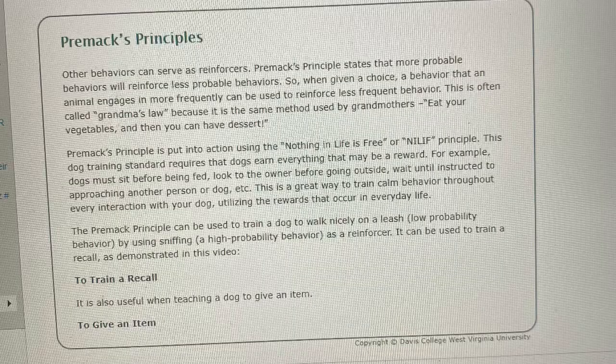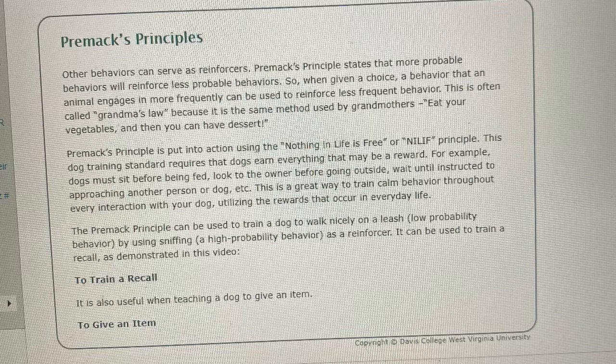Premack's principle. Other behaviors can serve as reinforcers. Premack's principle states that more probable behaviors will reinforce less probable behaviors. So when given a choice, a behavior that an animal engages in more frequently can be used to reinforce less frequent behavior. This is often called Grandma's Law, because it is the same method used by grandmothers: eat your vegetables and then you can have dessert.